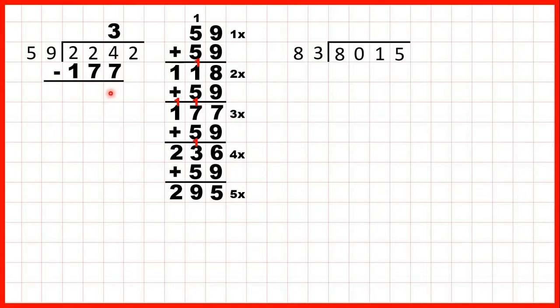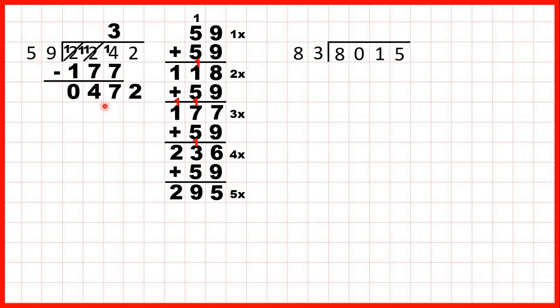Now we need to subtract and bring down. We can't do 4 minus 7, so go to the left, 1 less, 1 in front. 14 minus 7 is 7. We can't do 1 minus 7, so go to the left, 1 less, 1 in front. 11 minus 7 is 4, 1 minus 1 is 0. So now we can bring down the 2, and we have 472 divided by 59.